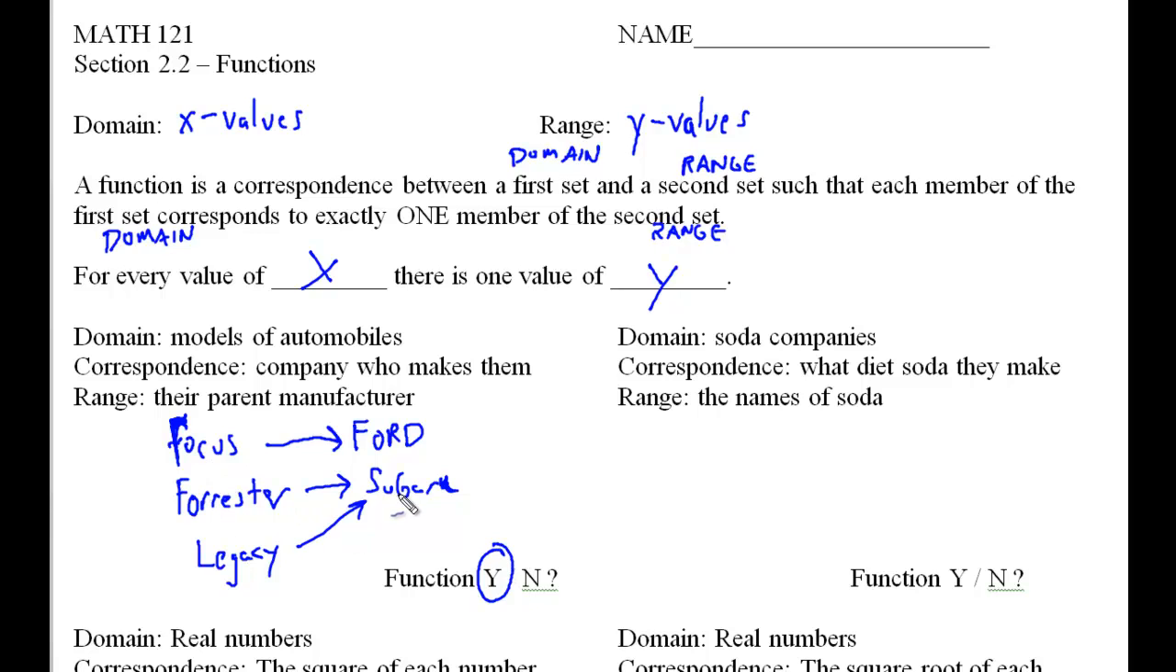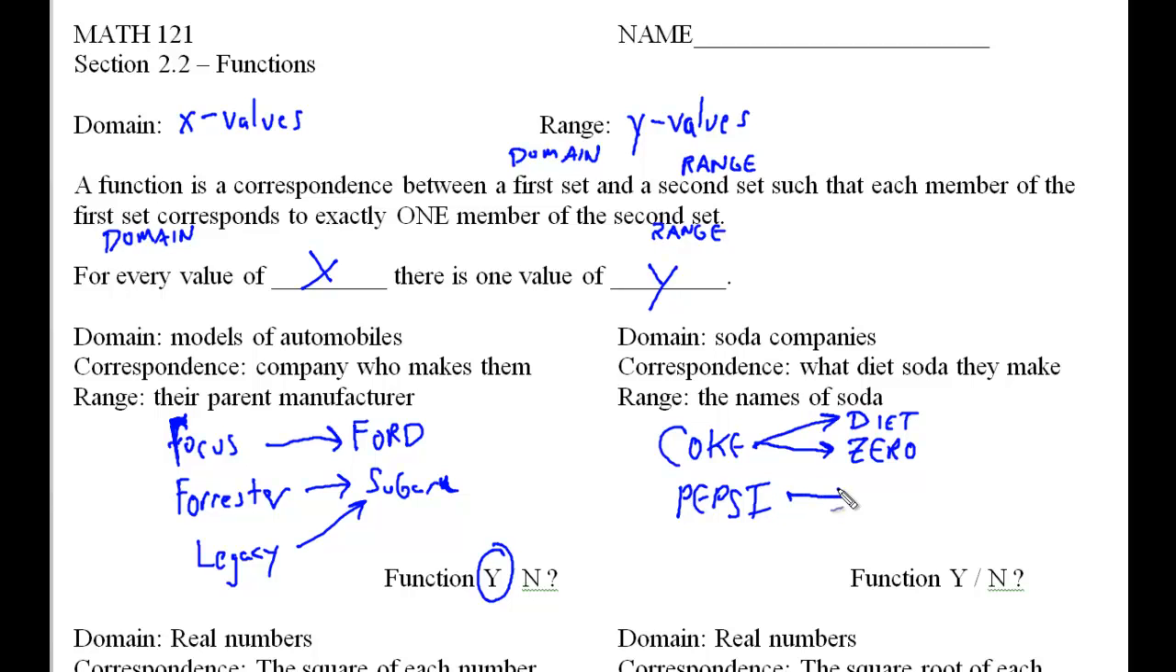What would break this idea of being a function is if we think of some soda companies, like Coke and Pepsi. And you'll notice it says what kind of diet soda they make, and you'll notice that Coke makes more than one kind of diet soda. It makes a Diet Coke, and technically Coke Zero is considered diet, and therefore this does not follow the rule of a function. See, it says for every x there should be one value of y. Well, here's a value of x and it has two values of y. It already fails the function test.